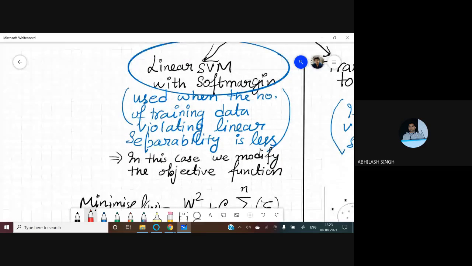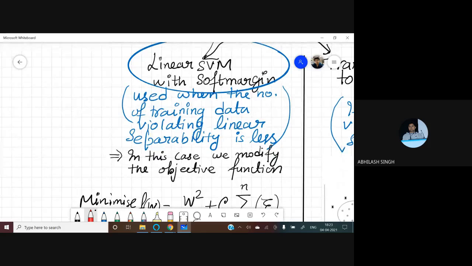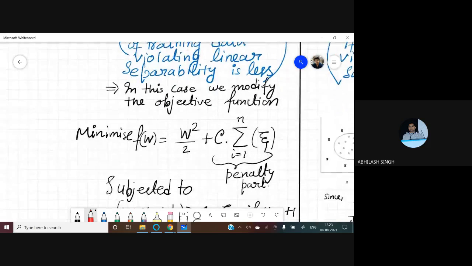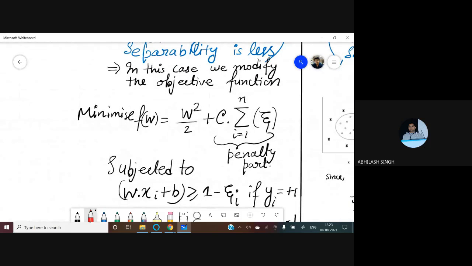So it is used when the number of training data that violates the linear separability is less. In this case, we modify the objective function. Earlier we only had the objective function with this part only. We have added a penalty part. Penalty in the sense that there is nothing free in this world, so you have to pay for everything.